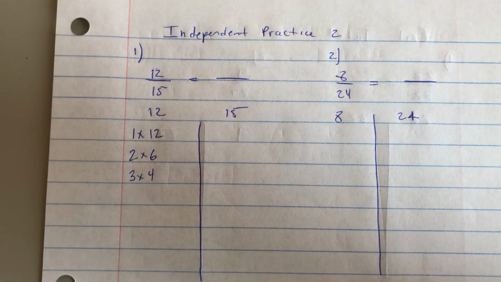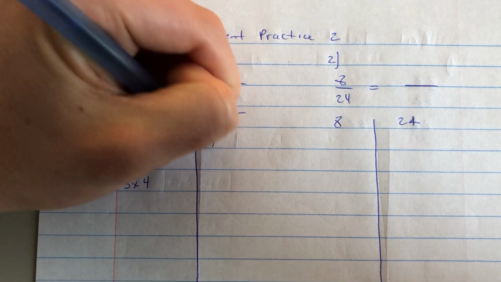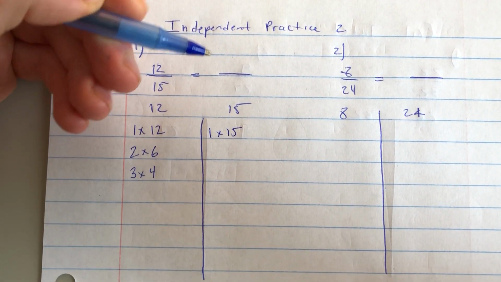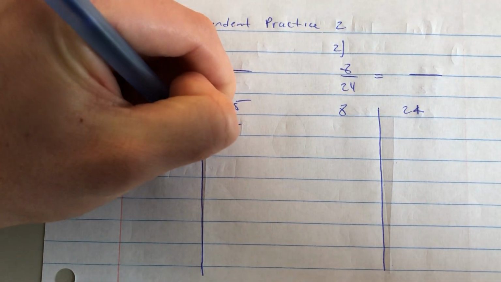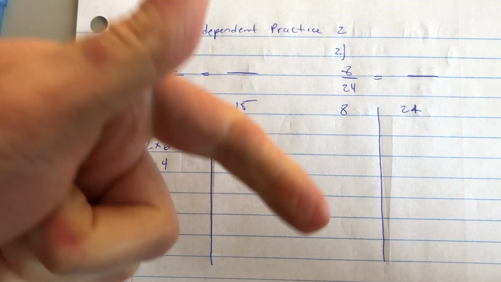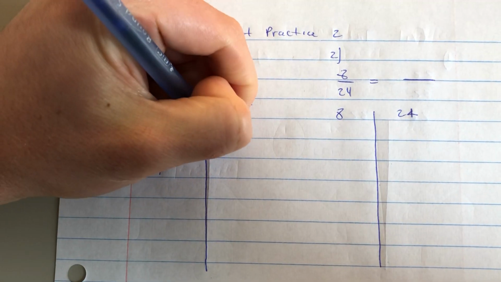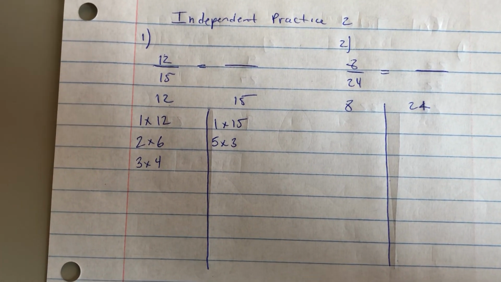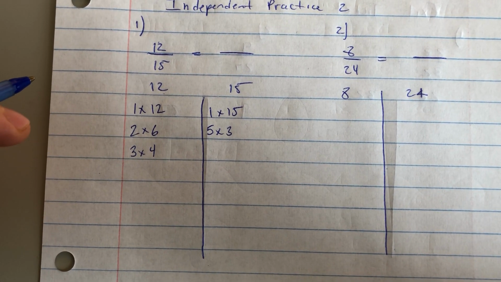Now I'm going to find my factors of 15. 1 times 15. I also know, since there's a 5 in the ones place, that 15 is divisible by 5. So I could roll my 5s until I get to 15. 5, 10, 15. It takes me 3 times to roll my 5, so 5 times 3 equals 15. Those are my factors of 15.